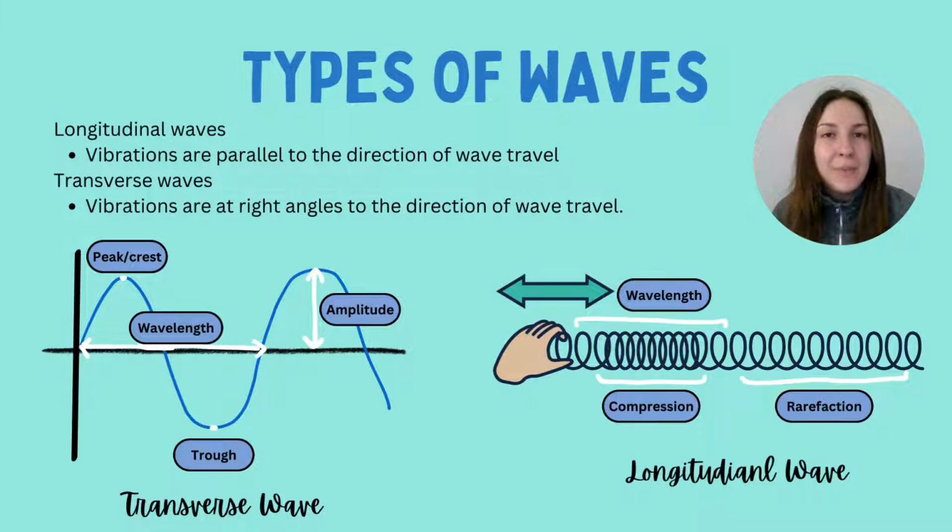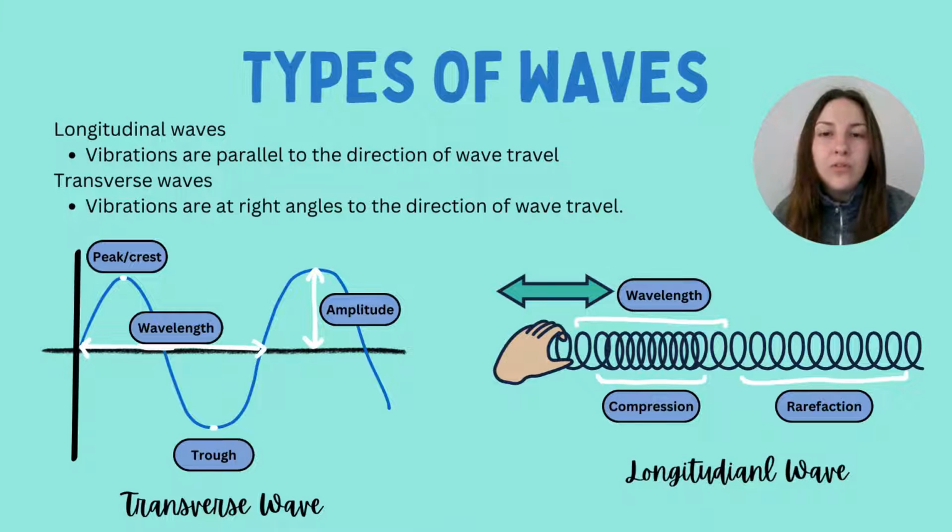Now, we also have amplitude, and you may have heard of amplitude in the case of how loud something is, if you amplify something. But in this case, amplitude is just the height of that wave, and you can see that there. Now, the other type of wave we have is the longitudinal wave.